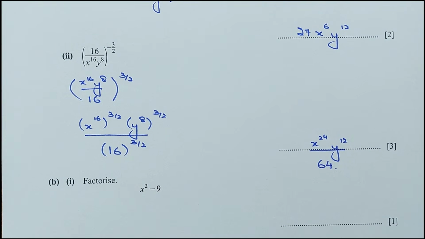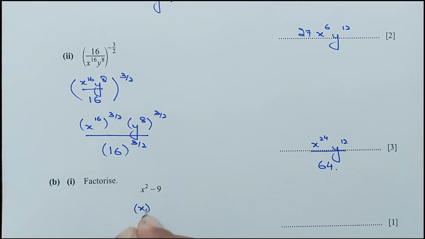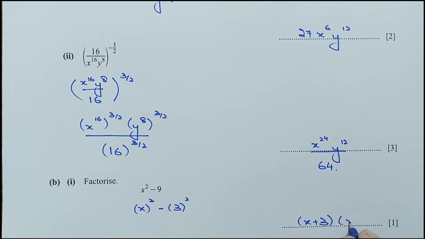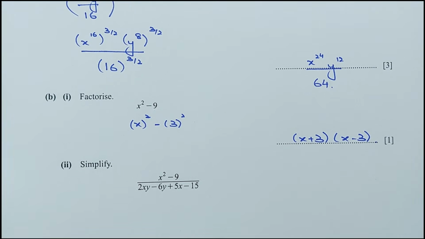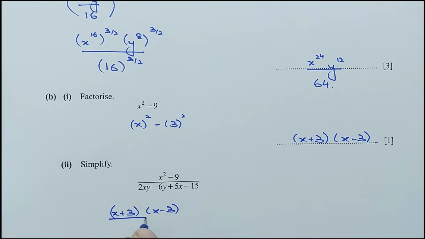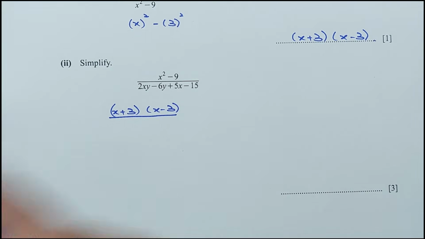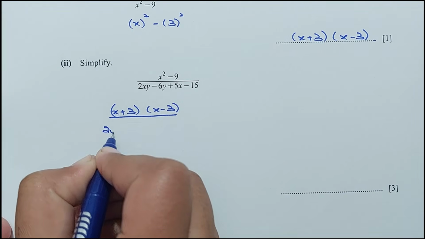Right. Now for part B, number 1, factorize. This should be x square minus 3 square. Difference of square. X plus 3 and x minus 3 are the two factors. Now for the second part, we have to simplify. So the factors of the numerator are x plus 3 and x minus 3. And the denominator, okay, 2 and y is common.